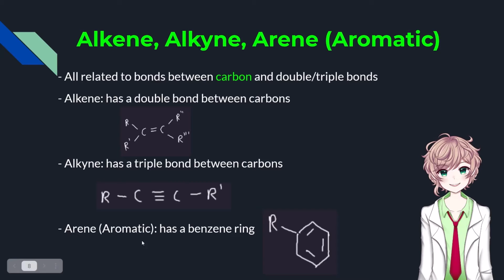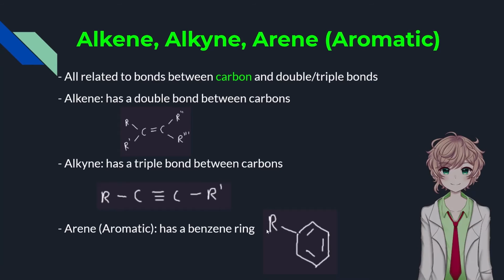And an arene, or an aromatic group, is basically saying the molecule has a benzene ring attached to it. So if this was the main chain, your main backbone of the molecule, it has a benzene ring attached to it. So the molecule will be considered an aromatic or arene compound.